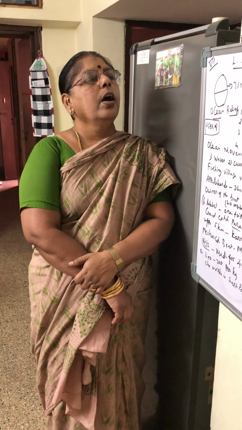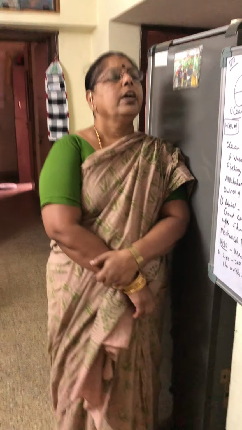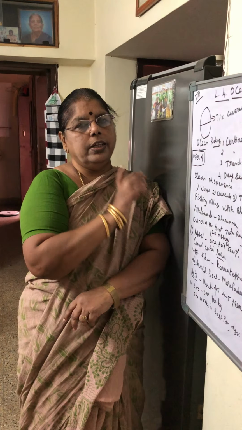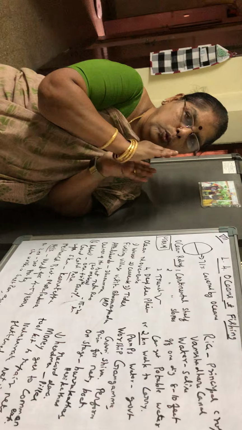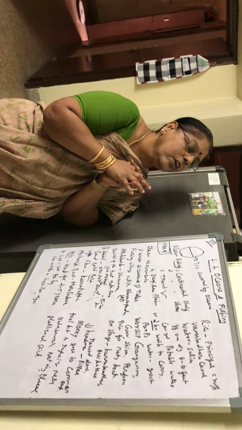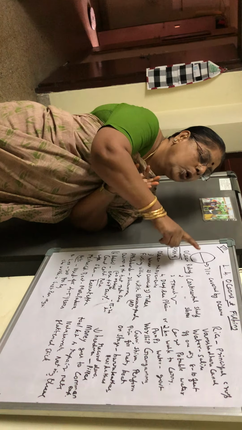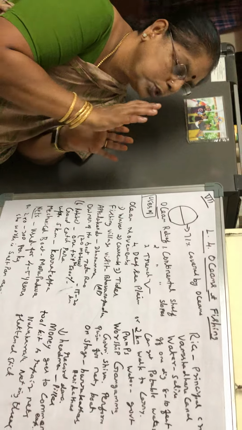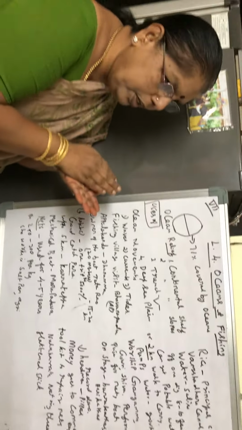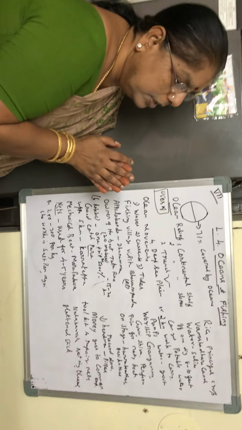Okay. Now, Earth's surface is covered by 71% water. That means if we look at the globe, the blue color shows the ocean, that is the water-covered area. The majority, three-fourths of the globe, 71%, is covered by ocean water only. The remaining part is the continents, that is the land part.